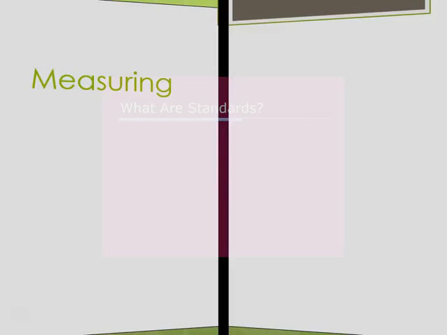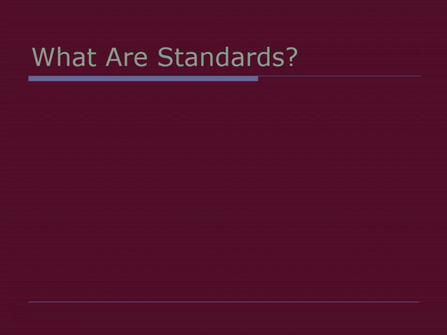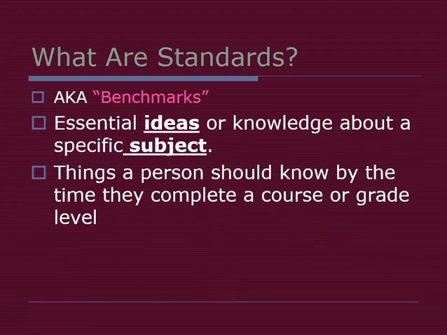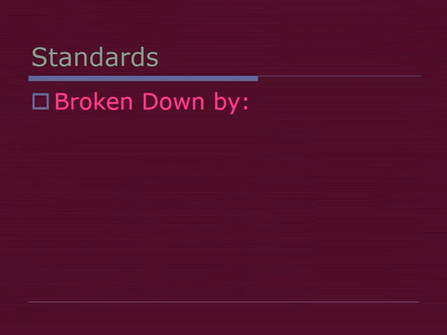So in order to understand this, first of all, we have to understand what is a standard. A standard, or sometimes what's called a benchmark, is an idea or essential knowledge about a specific subject. So basically, it's just the stuff that you should know about a subject before you finish a course or a grade level. If we say that by the time you get done with first grade, you should be able to add 2 plus 2, that's a standard. If we say that by the time you graduate fourth grade, you should be able to divide, that is a standard. That is a benchmark.